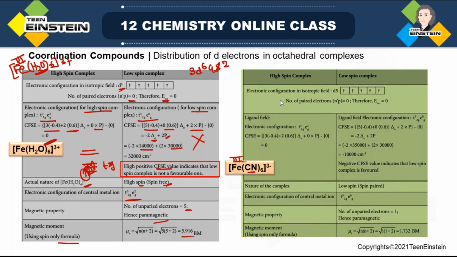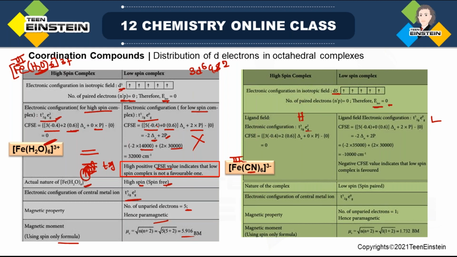So metal same, oxidation state same. Now again it is D5. If it is ideal situation, E iso it is 0, that is just same as you have seen in the previous case. But first we will see what is high spin case, and then we will see low spin. So when it is high spin, it is just like same, and here it is T2G5E.